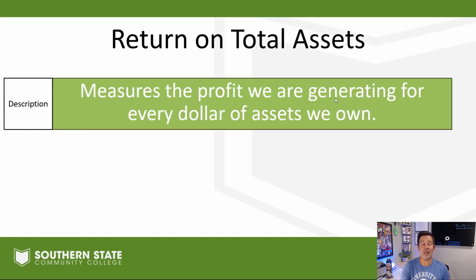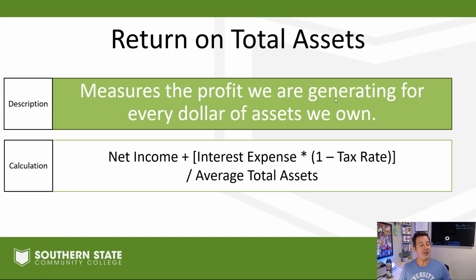Return on total assets measures the profit we generate for every dollar of assets we own. Apple goes out, they buy assets. Are they making money off of them? We're going to take net income and add to that interest expense times 1 minus the tax rate. And you say, oh my gosh, don't freak out about that. I'll explain that in a second. And then we're going to take that numerator and divide it by average total assets.